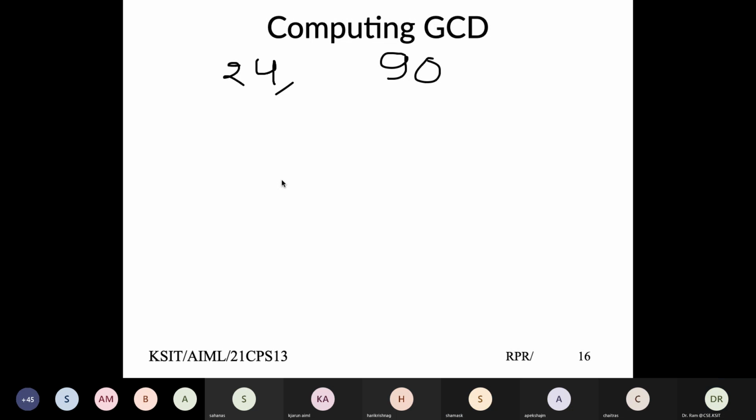66. Next, 42. Next, 48. How do you get 48? 90 minus 42. Yes, 48.